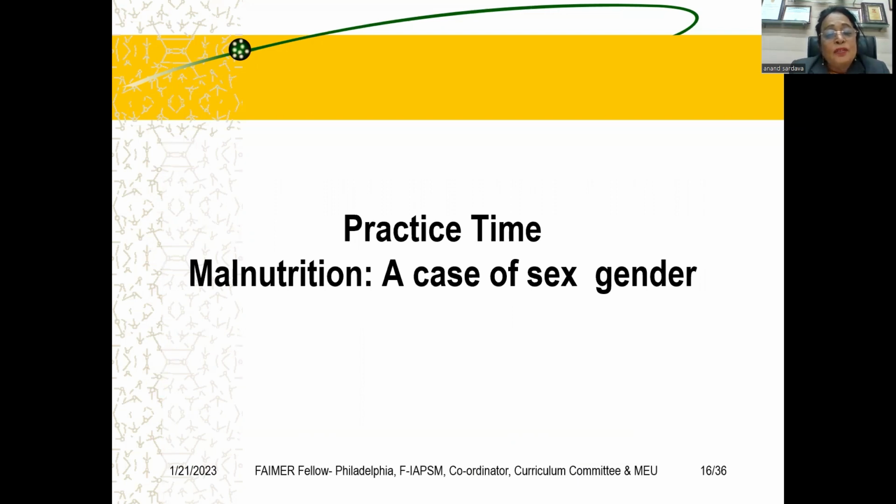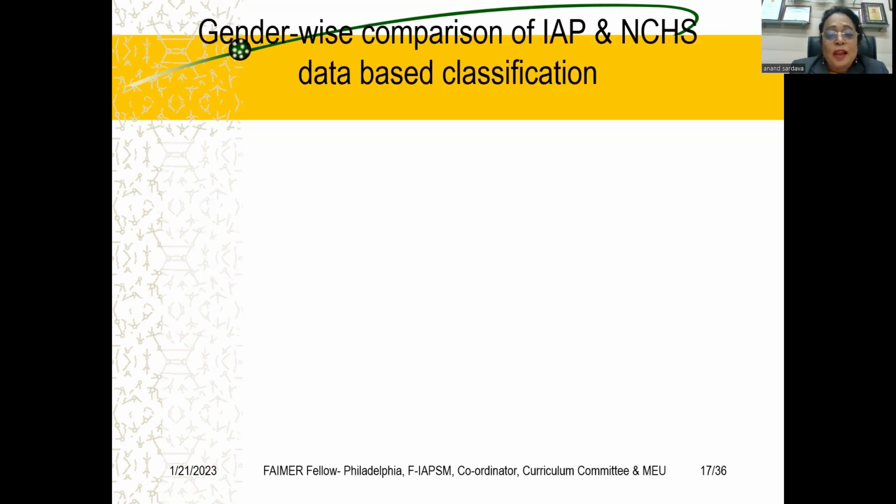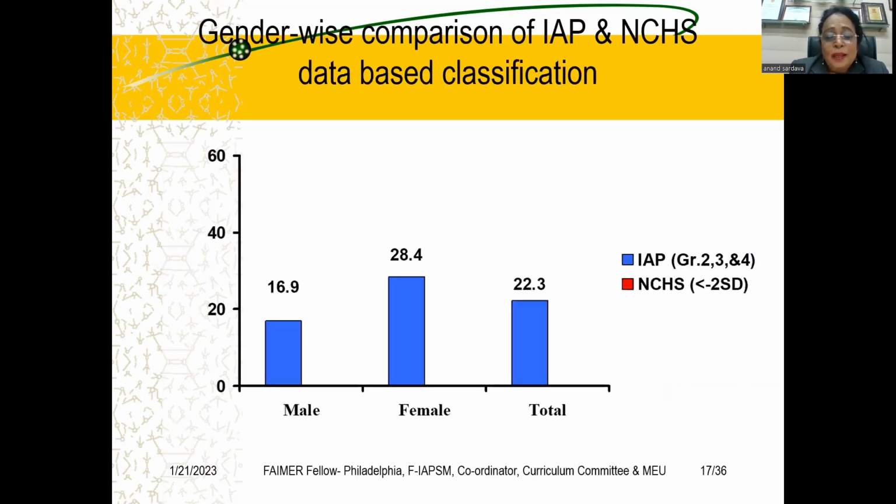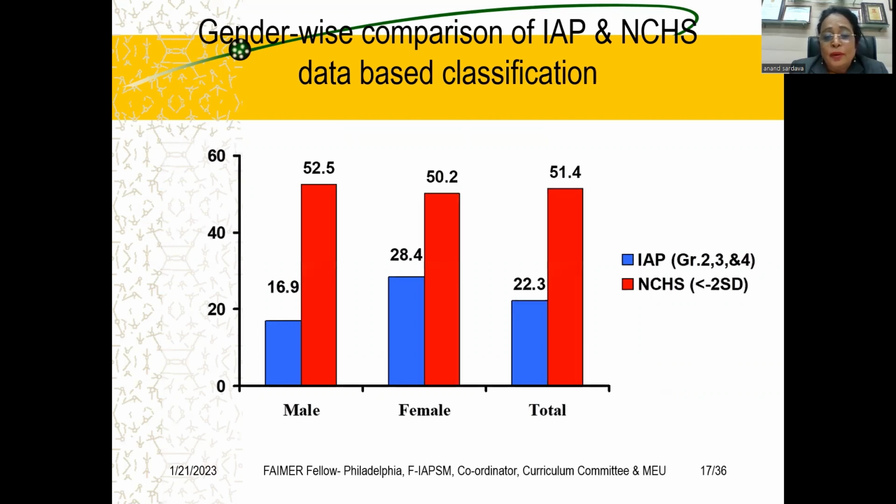Is it a case of gender or sex? Over the years, I have seen that malnutrition is more in female children as compared to male children. You can see the various resources, the data of NFHS and other household surveys, which confirm that. But when I went through a slide, you explain this slide on your own to understand.